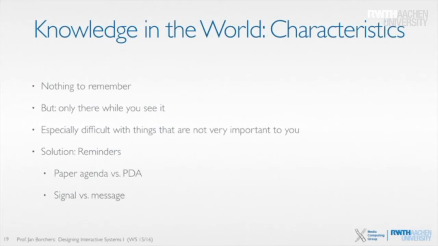So if you look at the knowledge in the world and knowledge in the head and reflect on this, knowing that there's these different types, knowledge in the world is great. There's nothing to remember, but you only see it, or you only know it while it's there. If it's gone, out of sight, out of mind, so to say. Especially difficult with things that are not very important to you.